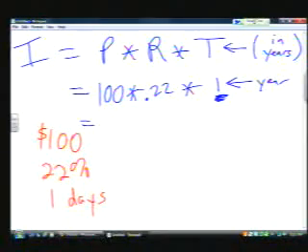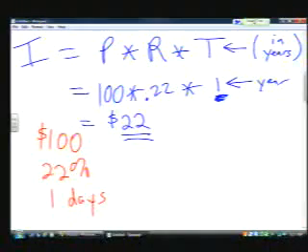So the question is, well, because you're right, we would take 1 day's interest times 365 to get a full year's worth of interest. But the question is, what is 100 times 0.22 times 1? 22. $22. So that's what it would cost to borrow $100.